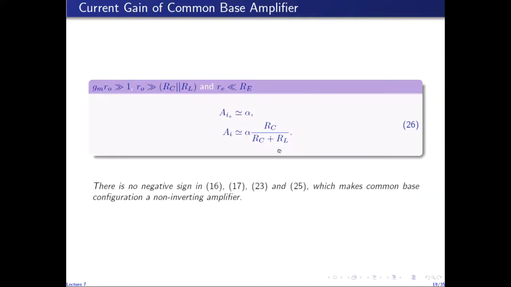So we notice that there is no negative sign in the short circuit current gain, loaded current gain, or open circuit voltage gain, or in the expression of overall voltage gain of the common base amplifier, which makes this configuration a non-inverting amplifier.